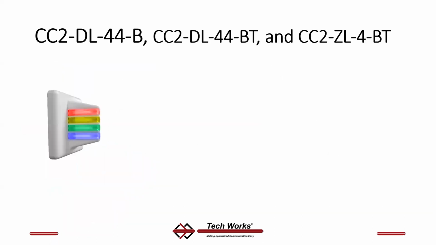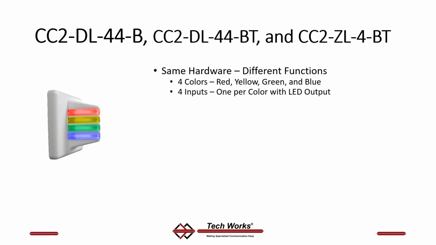Let's talk about the dome light. CC2-DL44B. This is the creme de la creme. It's got everything built in. You can get it with or without a tone and with dome light firmware or zone light firmware. Same hardware, 4 colors: red, yellow, green, and blue. 4 inputs, 1 per light with LED output. So you got a screw terminal on the back. We'll talk about in the next section how you wire these up. But you can get at every one of these light elements to have it light by a separate screw terminal if you want to.